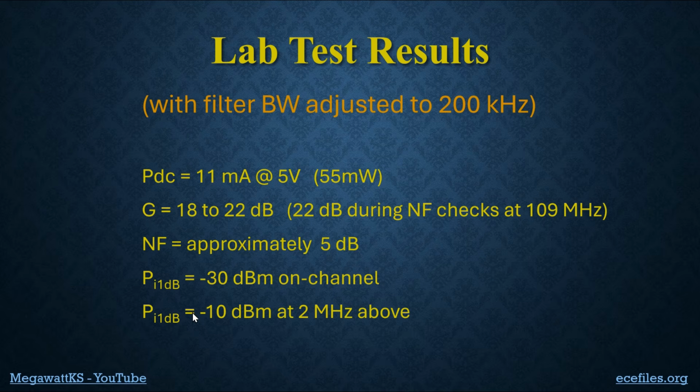And then the really important stuff is down here. This is the 1 dB compression point information at the input. So it's input referred 1 dB compression point. And on channel, when the gain was high, it's minus 30 dBm. It's not great, but that's okay because we've got an attenuator out front. So if we happen to be tuned to a really strong signal, we can turn attenuation in and it's all fine. What really matters is at 2 megahertz and above, or at some offset frequency.